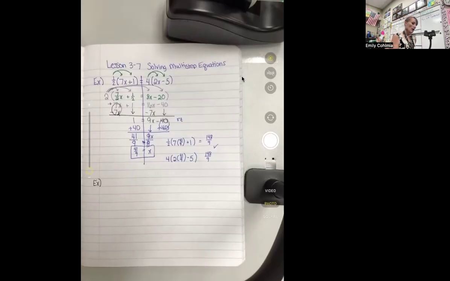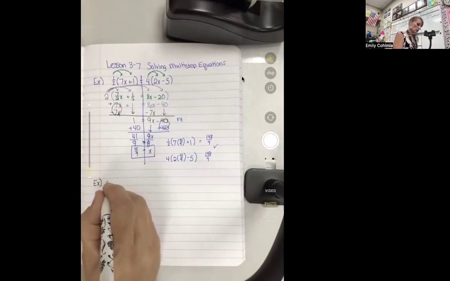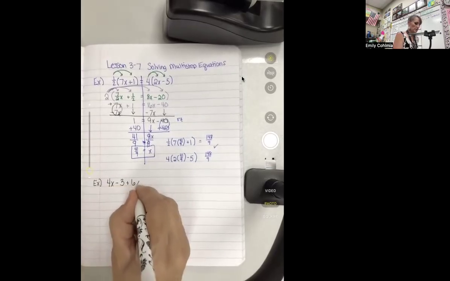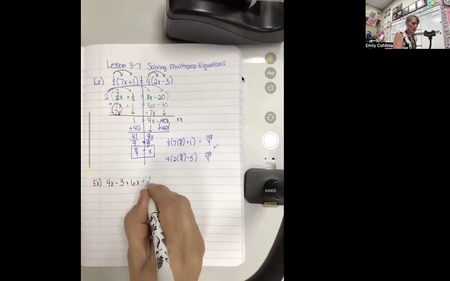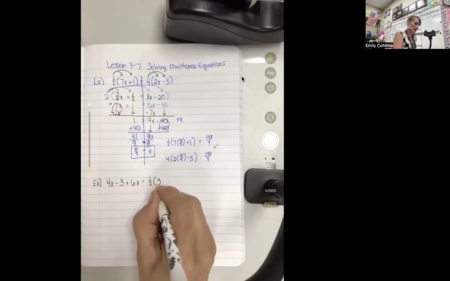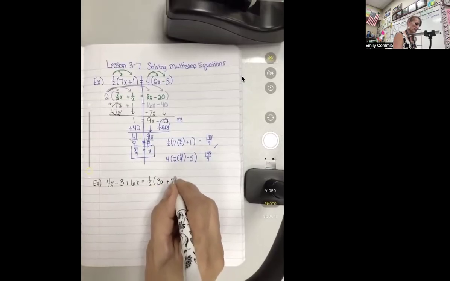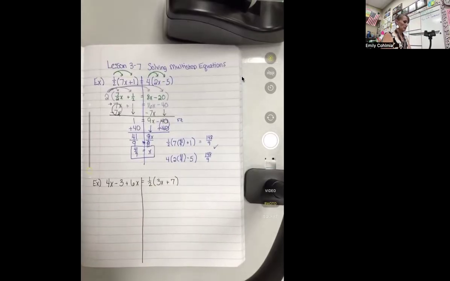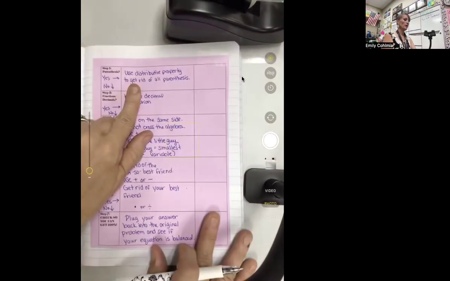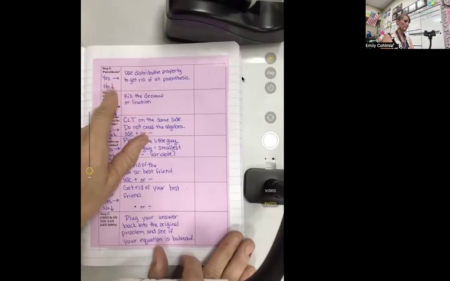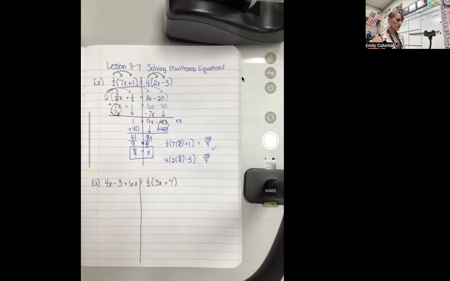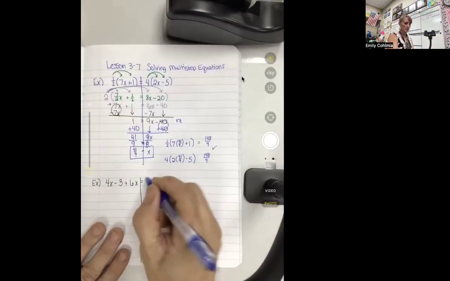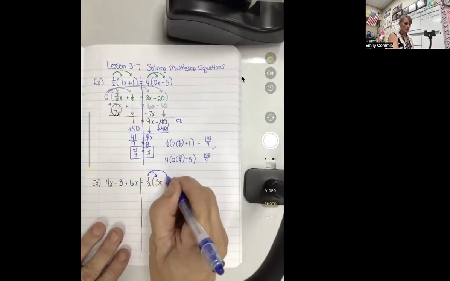Okay, so this time we're going to do 4x minus 3 plus 6x equals 1/2 times 3x plus 7. So algebra wall. Okay, so let's go through our steps here. First step, step 1, use distributive property to get rid of all parentheses, because we have parentheses in our problem, right? So our first step is going to deal with the parentheses over here. We're not worried about anything over here because nothing over here has parentheses. So we're going to just do this side.